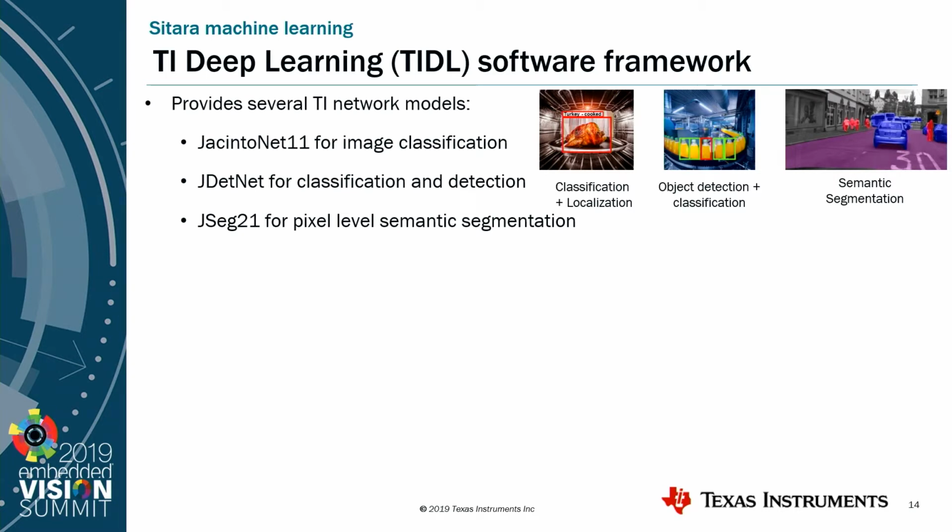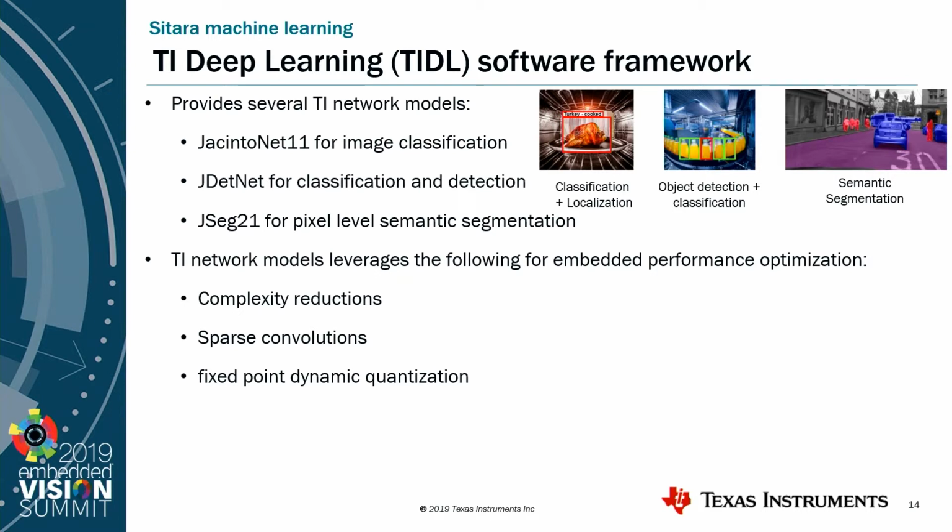Along with providing the software framework to deploy the network on the Sitara devices, we also provide several example network models. Those are tuned and developed for the embedded-friendly processors. So there are 3 different models that we provide, one for object classification, another for classification and detection, and third for pixel-level semantic segmentation. These network models take advantage of the complexity reductions and the sparse convolutions. Along with that, the fixed point quantizations. And what we see is a performance improvement of up to 4x or more, with a very minor reduction in accuracy.